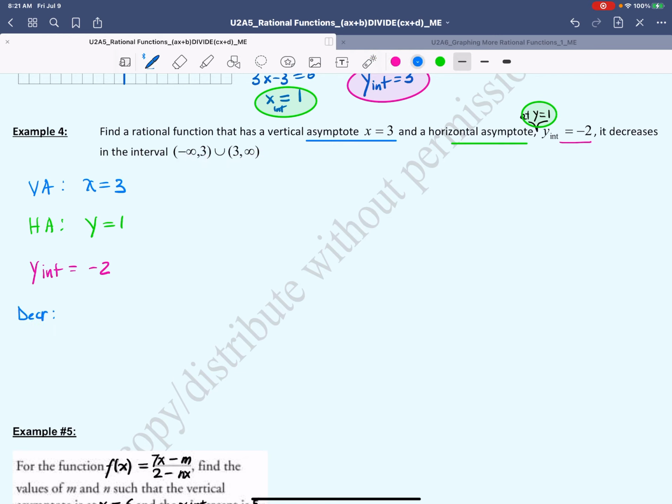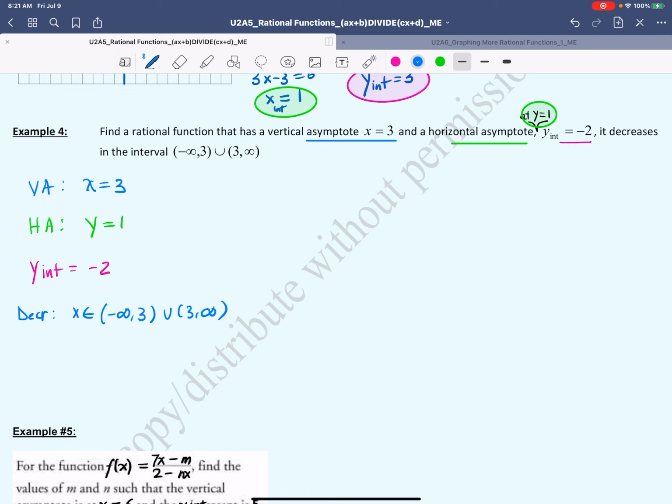And I will pay closer attention to the fact that this function is decreasing almost all the time except at 3, where it has a break. And the break is exactly at 3, and it makes sense because at 3 we have a vertical asymptote. So -infinity to 3 joined by 3 to infinity. I'll start with the vertical asymptote.